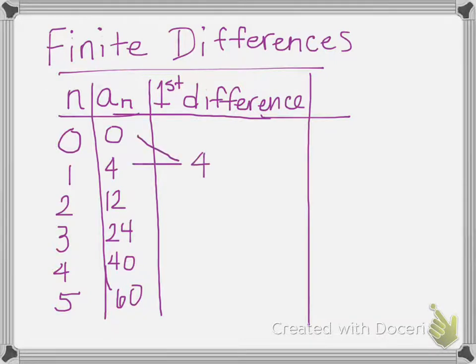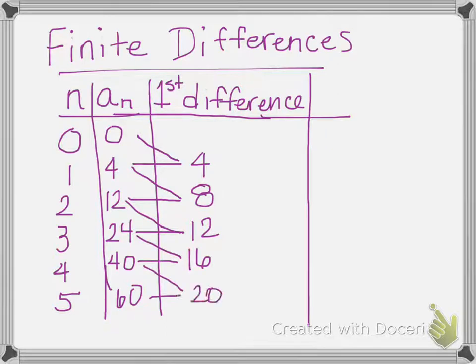So here I would take 4 minus 0, and that's 4. That's our first difference of the first two terms. And then I would take 12 minus 4 is 8. 24 minus 12 is 12, and so on. So I get 4, 8, 12, 16, 20. A lot of you did that on this problem to figure out the recurrence. So that's our first difference.